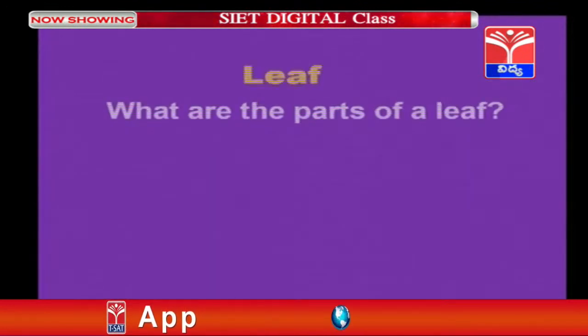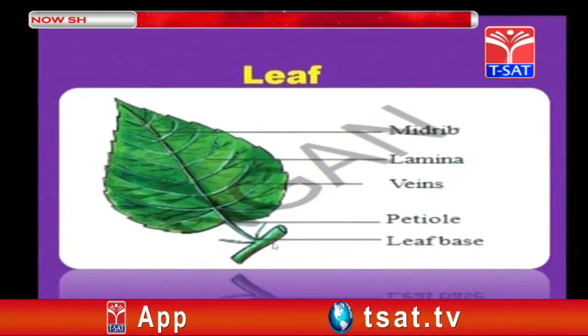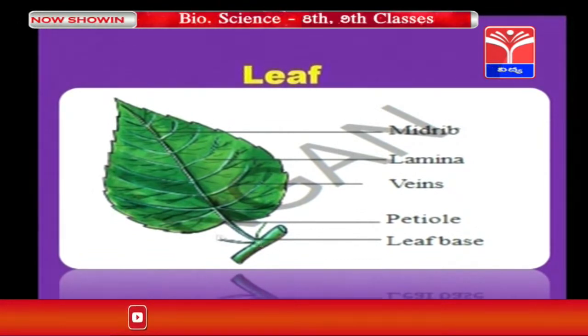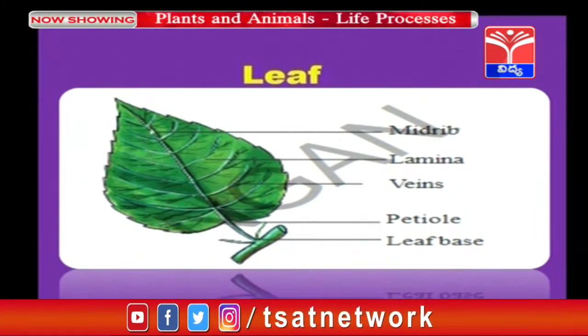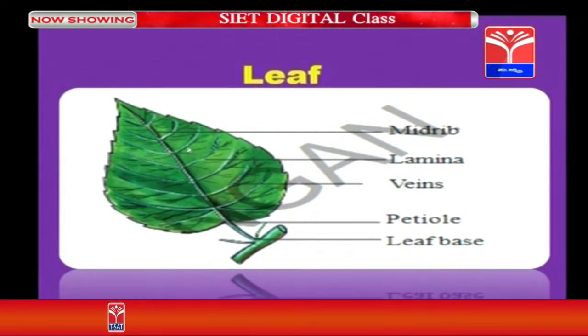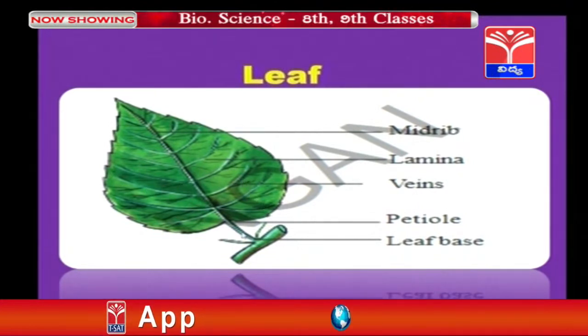What are the parts of a leaf? A leaf base which is attached to the stem, and it is having a stalk-like structure. This is called as petiole, and this broader portion is called as the lamina. It is having a line-like structure. This is called as the midrib, and it is having side ribs also. These are called as the veins.